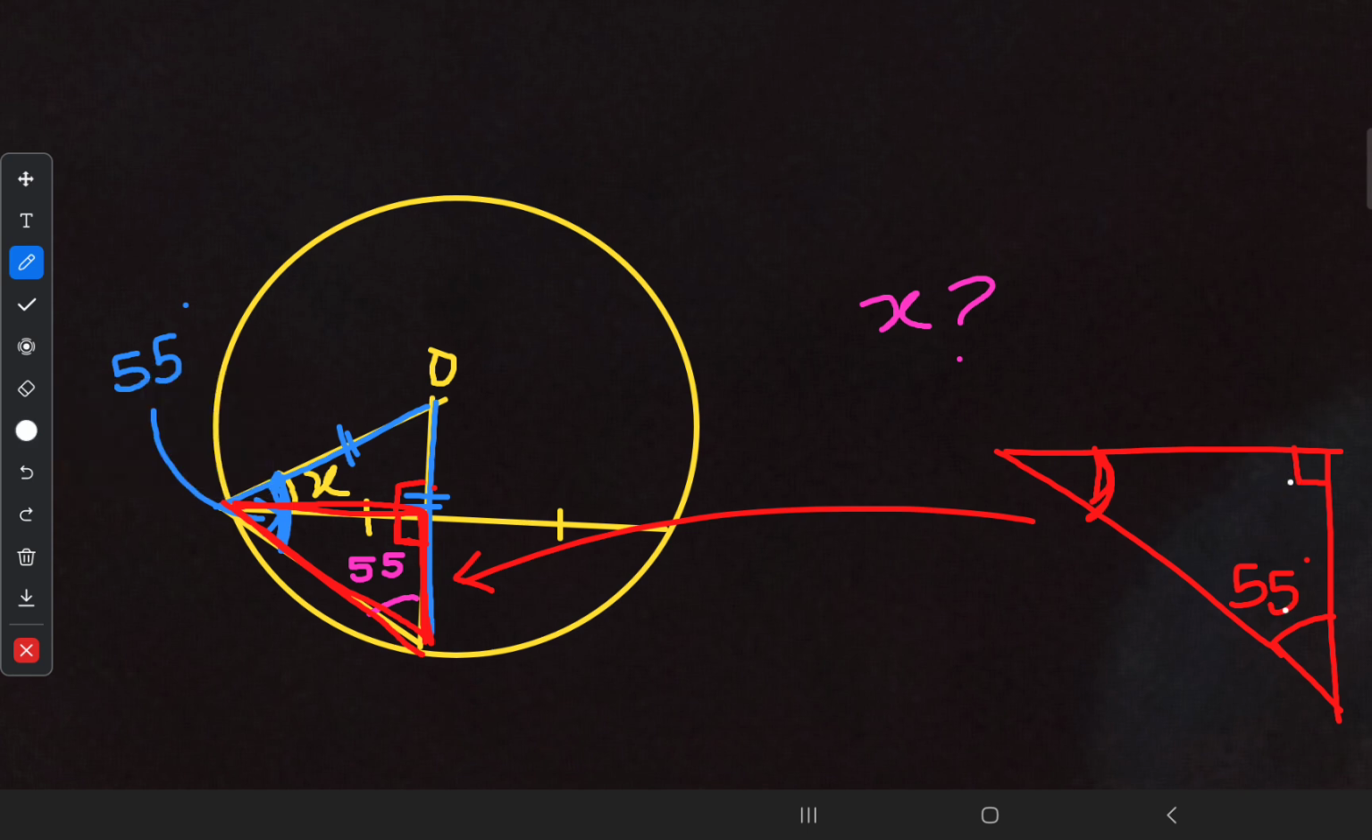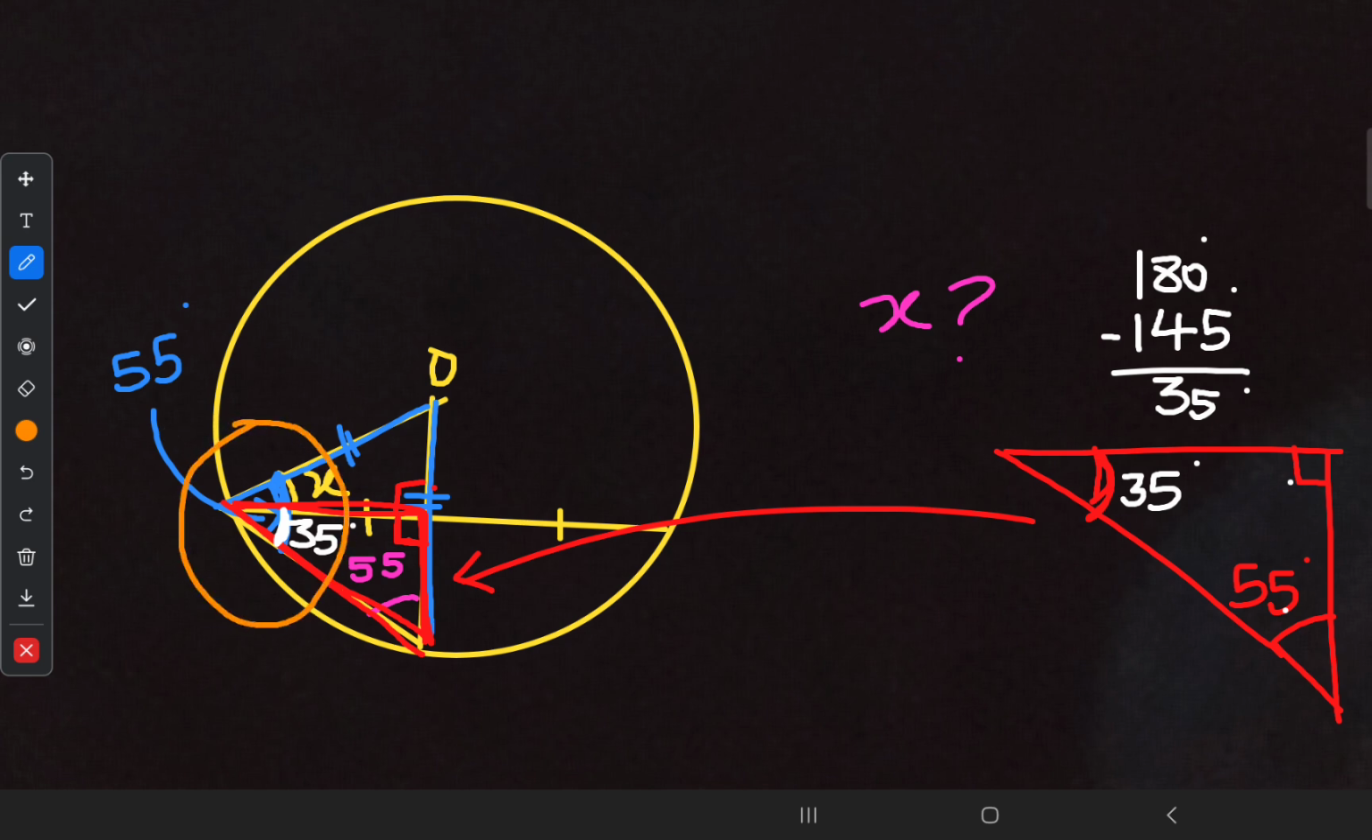90 plus 55. So from 180, you should subtract 90 plus 55, which is 145. From 180, you should subtract 145. That will give you 35 degrees. So this small acute angle is 35. We found the total angle as 55. Now I found this small angle as 35 degrees.